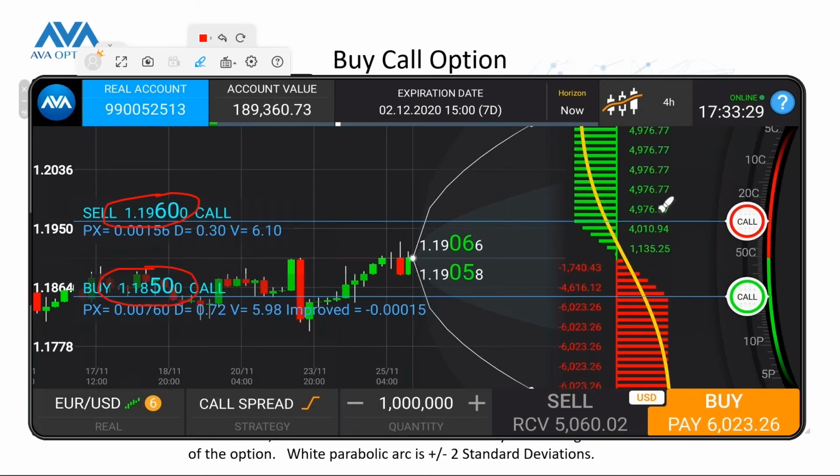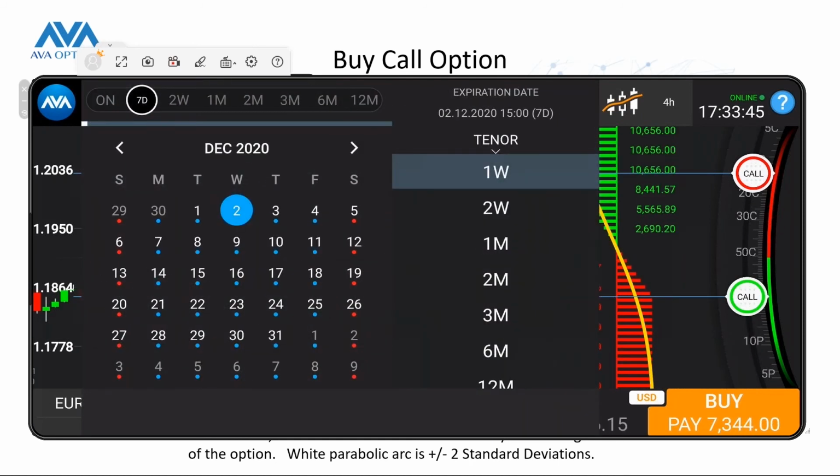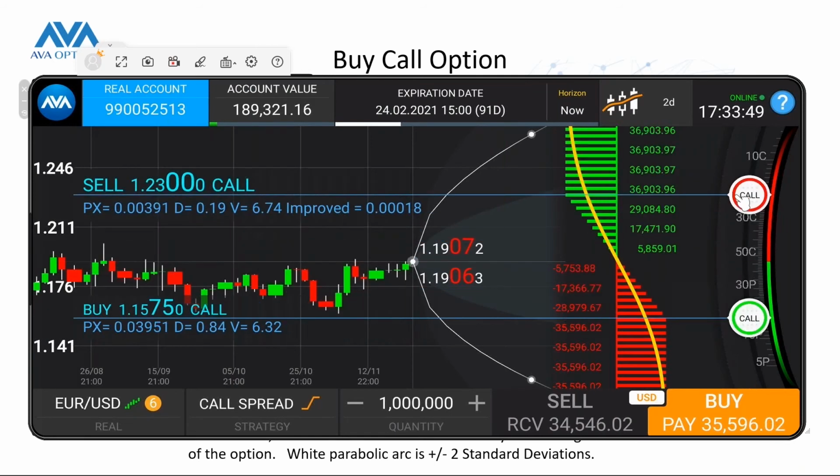The most that I can lose is $6,000. The most I can gain is $5,000. I can, of course, change that risk reward profile just by changing the strikes, changing the dates. However I want to do it, I have complete control. And the beauty of a call spread or a put spread is that you have limited downside in exchange for limited upside. This is a great hedging strategy.